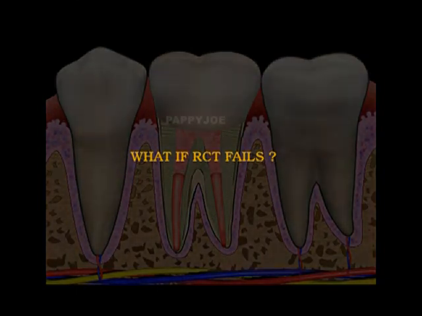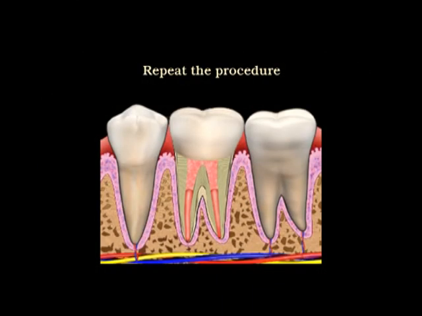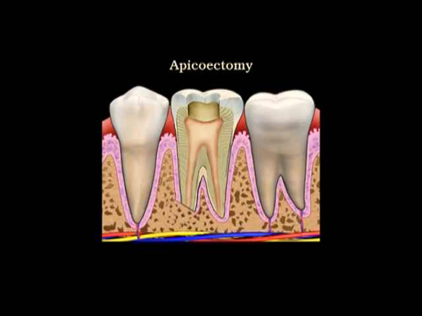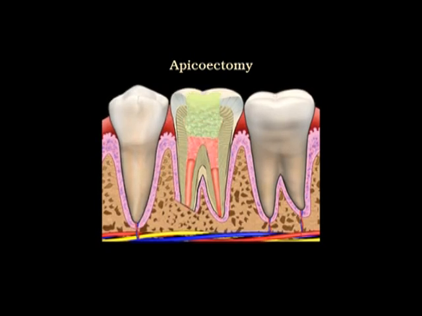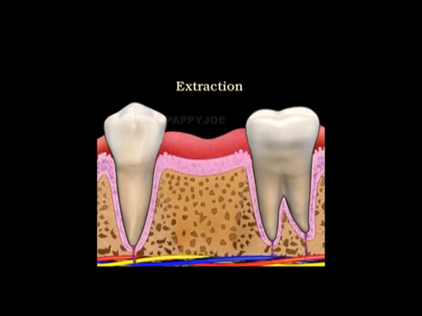What if RCT fails? There are 3 options. First, repeat the whole procedure of treatment. Second is to carry out apicectomy. In this procedure, the tip of the root is surgically removed. This is usually done when there is a lesion or cyst at the root tips, or when it is not possible to get a good seal at the root apex by conventional RCT methods. And the last option is extraction.